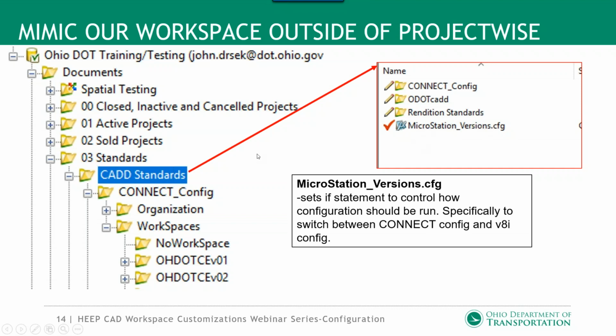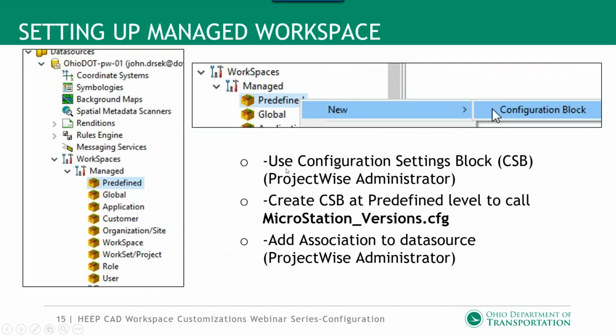And having this file in here isn't enough to actually tell ProjectWise to use it. We still have to tell our data source we want to kick off this file. So we're going to do that through administrator. We're going to go into ProjectWise Administrator and go to manage workspaces under predefined, and we are going to create a configuration block for the predefined level. And all we're really going to do is call that migration versions config file. Again, just creating this block file is not enough to tell ProjectWise what to use. It's just a file that's been made. So the last thing I have to do is associate it with our data source.